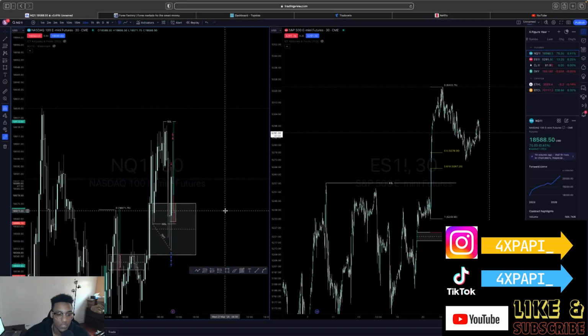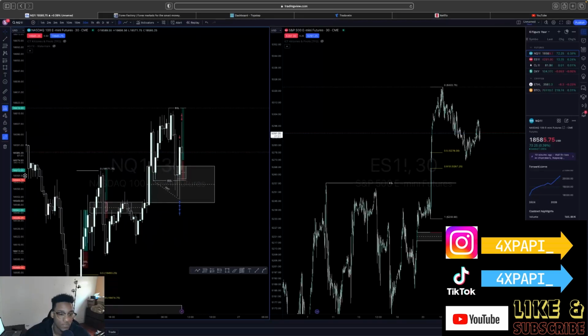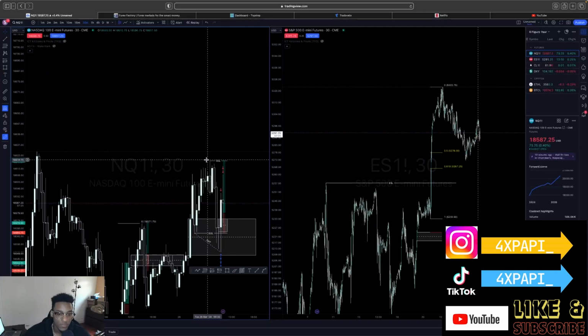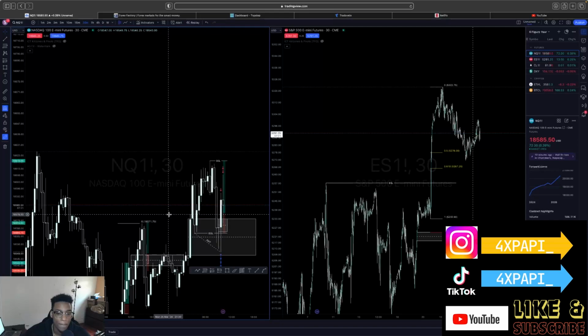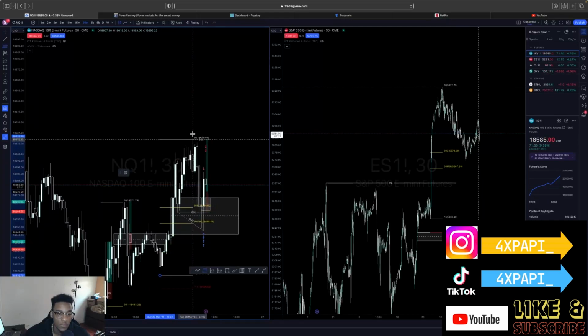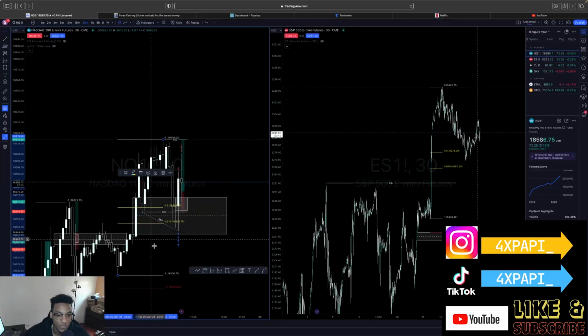So then now back on the 30-minute, we have created this fair value gap, displaced through the highs, waiting to see this high get taken, and this high that it recently just put in as buy side. So we draw our fib. Price retrace back to equilibrium perfectly.